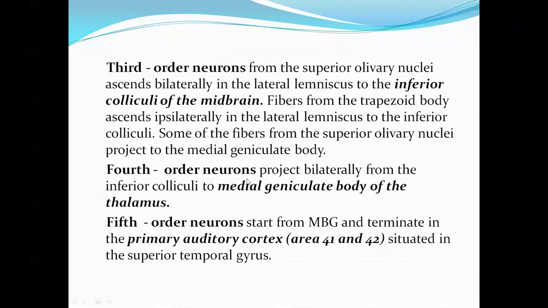The fourth order neuron projects bilaterally from the inferior collicular nuclei to end in the medial geniculate body of the thalamus. And the fifth order neuron starts from the medial geniculate body and terminates in the primary auditory cortex, areas 41 and 42, situated in the superior temporal gyrus.